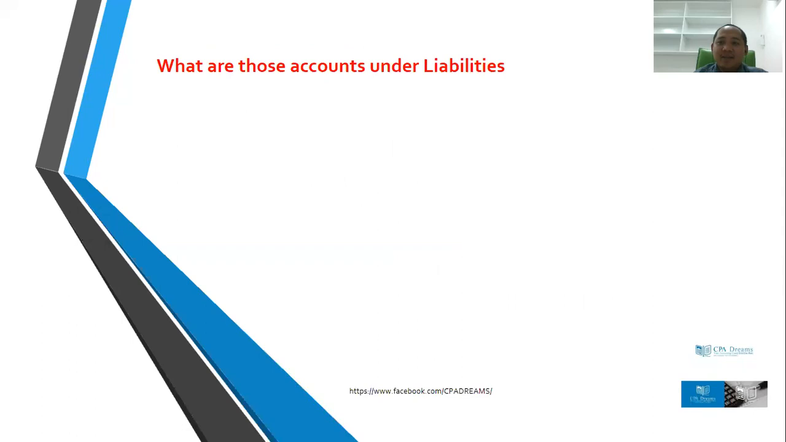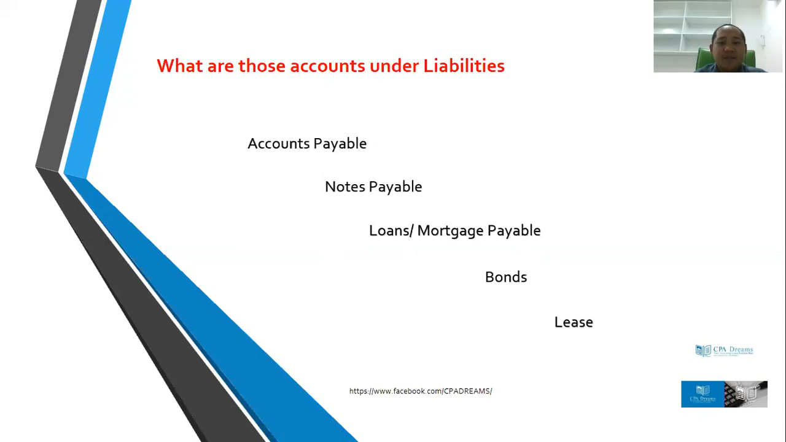What about liabilities? So liabilities are those what you owe. Okay? So ito yung pagkakautang, ito yung pinahiram ka ng kabuhayan o kaperahan. Okay? So what are the accounts under liabilities? It could be accounts payable, notes payable, loans, mortgage payable, bonds, lease. So again, this is what you owe. Okay? Pagkakautang. Or you borrowed money.